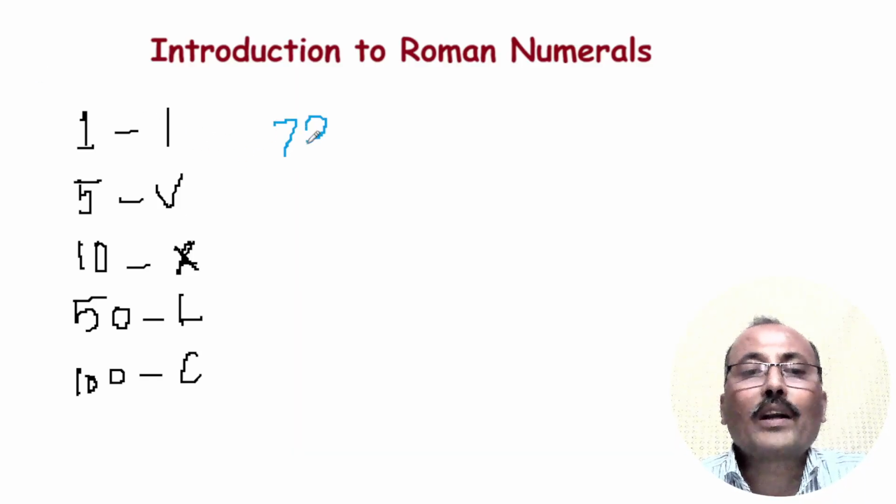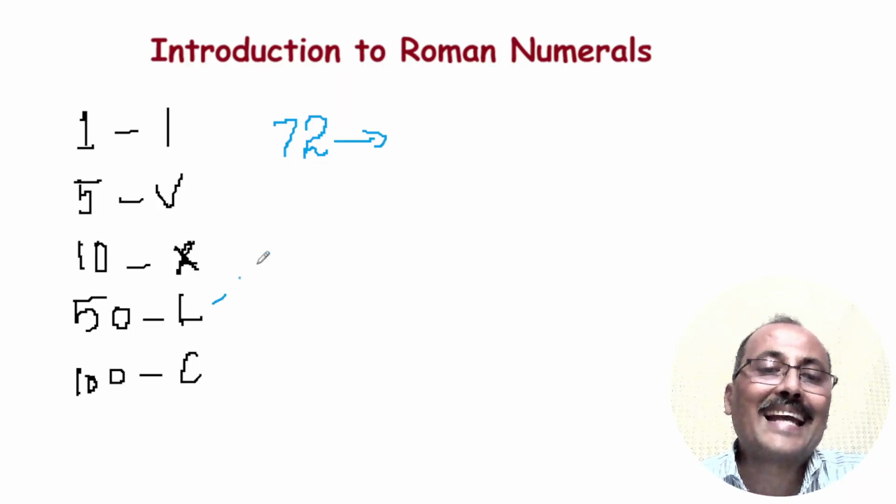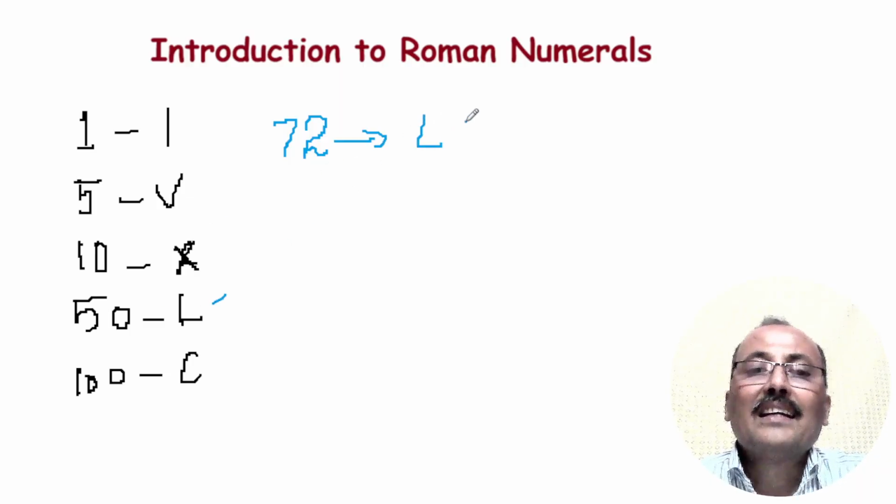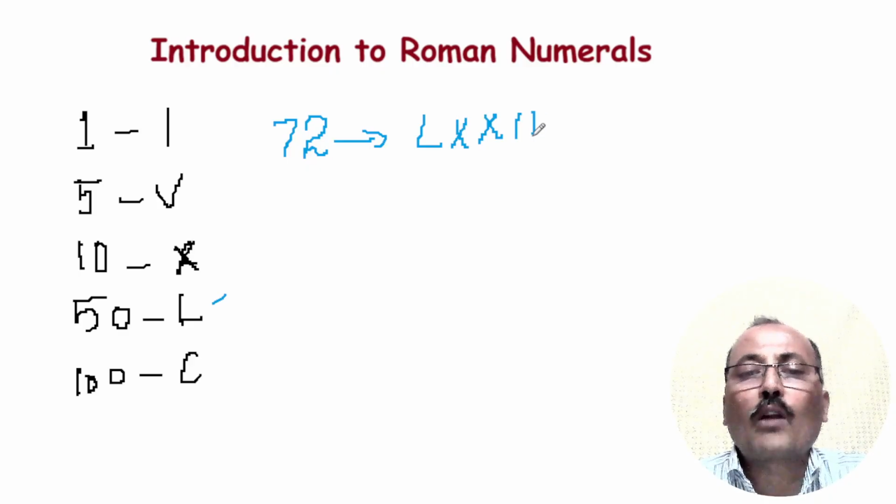Now 72. What is for 72? Only 3 or 4 symbols I'll give. 70 is not closer to 100. It is closer to 50. So for 50, what is the symbol? L. L is 50, plus 10 is 60, one more 10 is 70, and 2 means 1, 1.